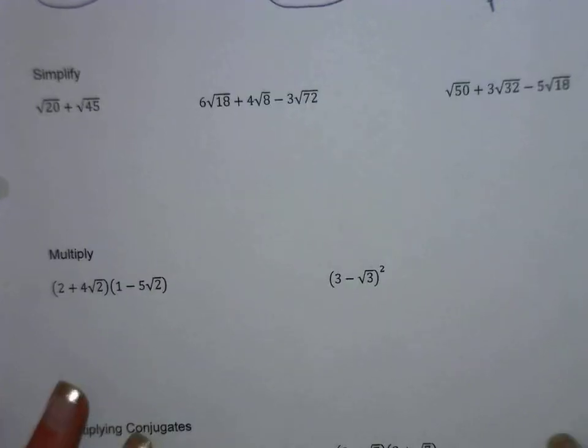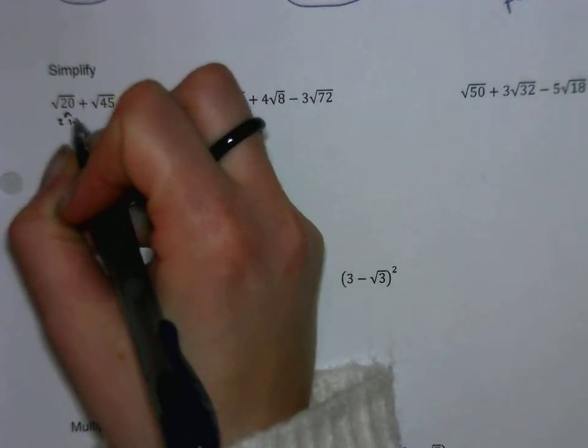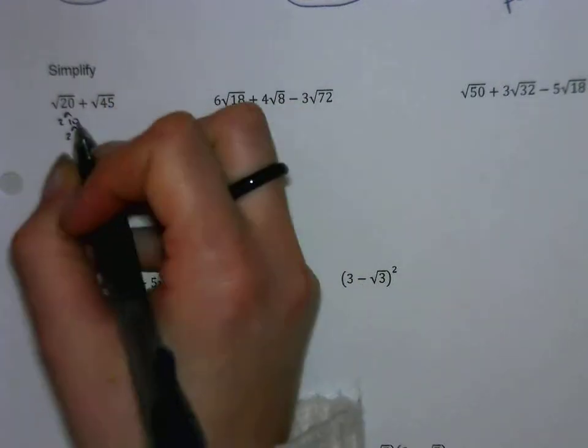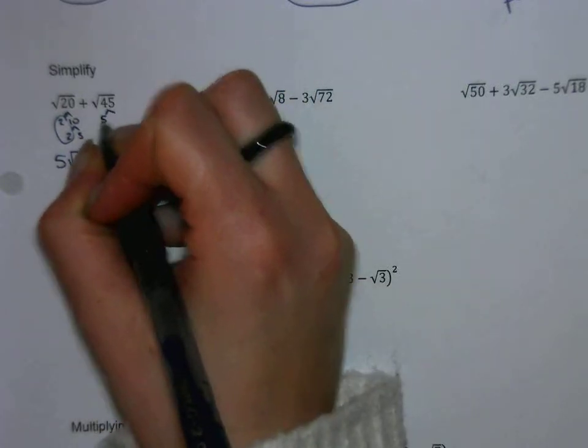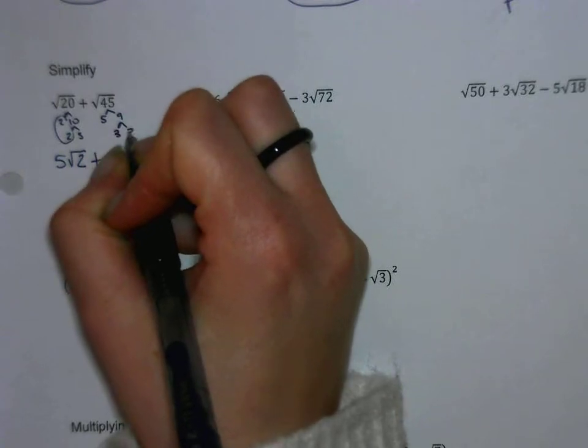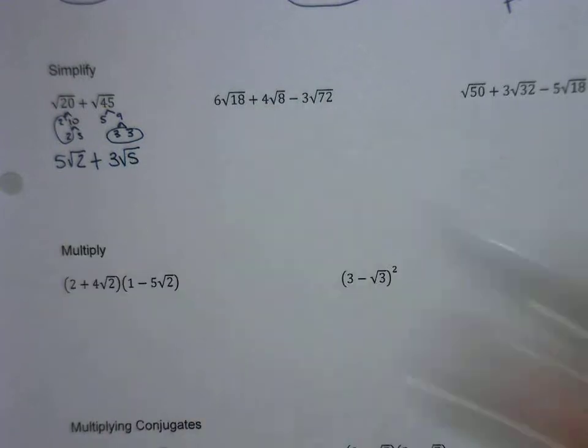Let's take a look at how we can simplify when our radicands are different right now, by simplifying first. Let's factor out 20. So we have 2 and 10, 2 and 5. So this turns into 5 square roots of 2. And I'm adding. My 45 is a 5 and a 9. 9 turns into 3 and 3. So I have 3 square roots of 5.